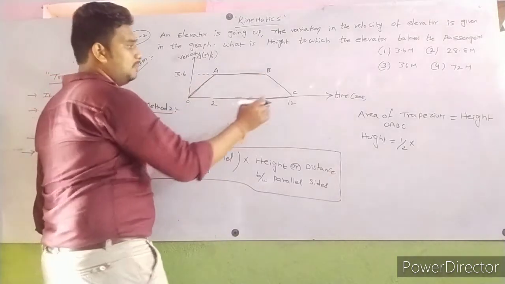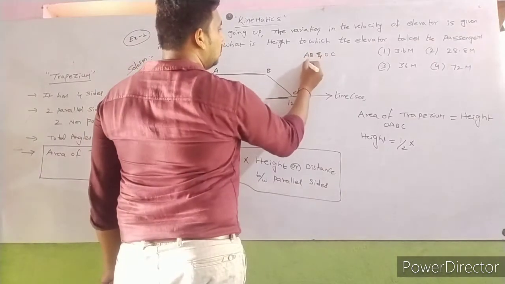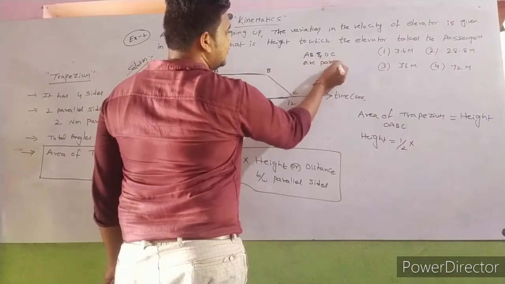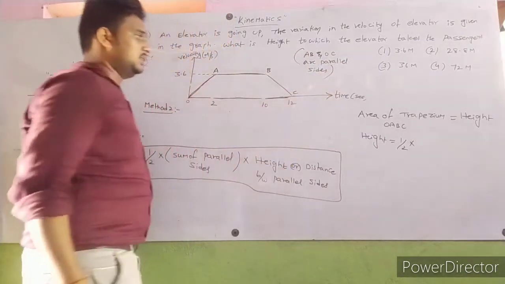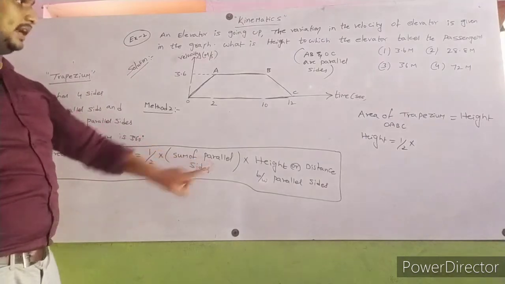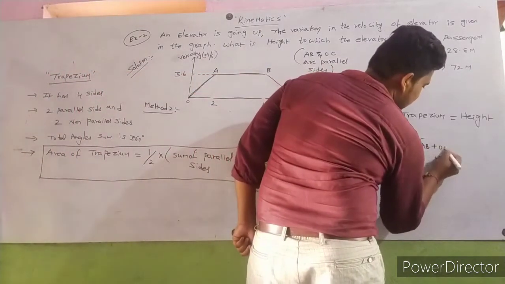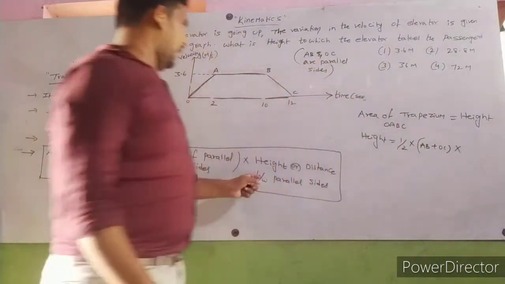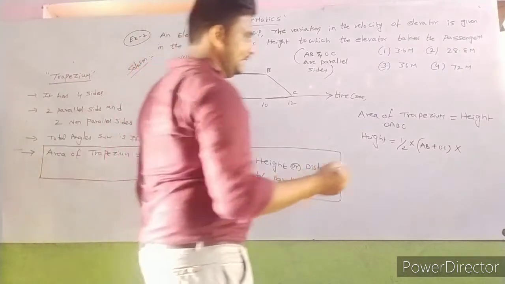AB and OC are parallel sides. So half into the sum of parallel sides: AB plus OC, into height. Height is 3.6, the distance between the two.